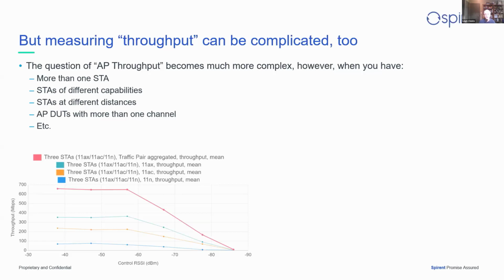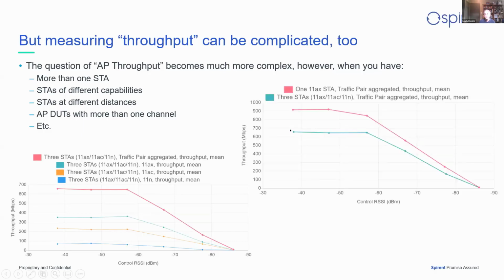You can see one's an 11N station, and that's got this low rate versus range curve at the bottom here. I've got an 11AC station, which is a little bit higher up, and then I've got an 11AX station, which is even higher than that. So my combined throughput is the red curve, and if I compare that combined throughput, which is the blue one in this plot, to the one on the previous page, which is the higher one, you can see that my combined throughput is actually lower.